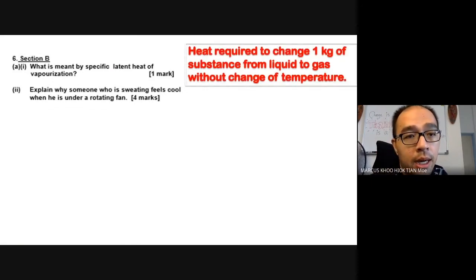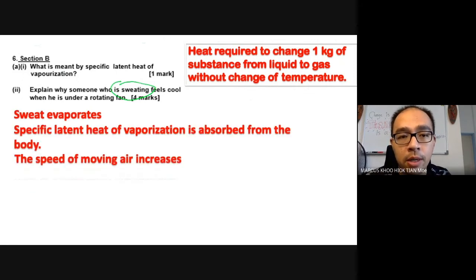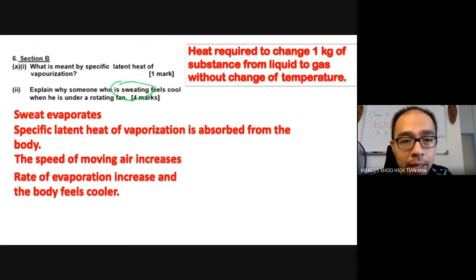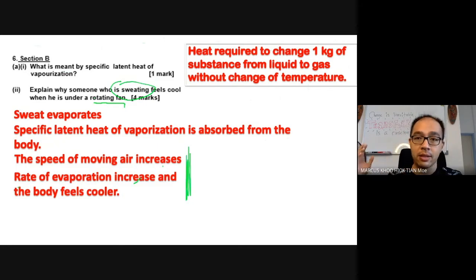Specific latent heat of vaporization is already given in this one, so I'm not going to waste time there. Explain why someone who is sweating feels cool when he is sitting under the rotating fan. Sweating involves evaporation, which we've already covered. But we need to talk about the rotating fan. The speed of the moving air increases, so the rate of evaporation increases. That's why whenever we're sweating, we sit in front of a fan, so that we can have more air moving. The more air moves, the faster it will evaporate, and the more heat is taken away from our body.